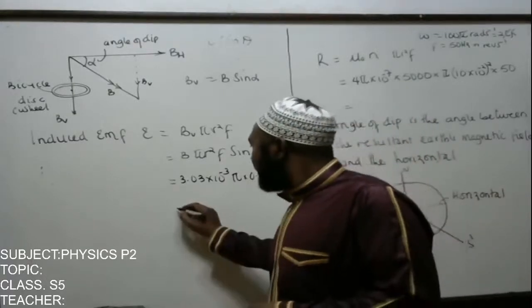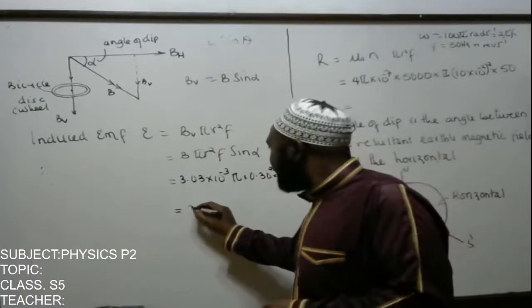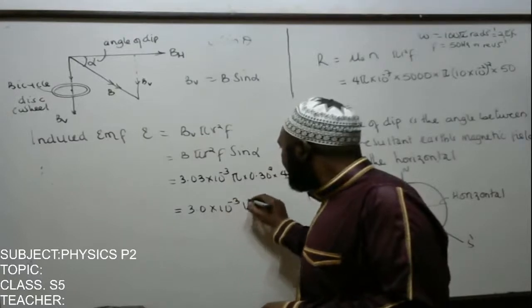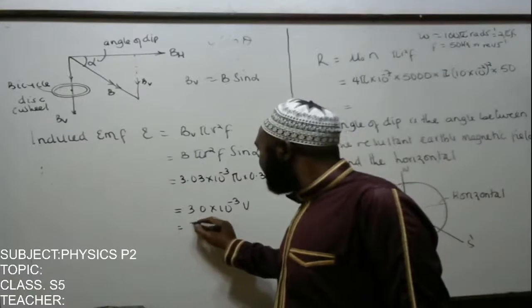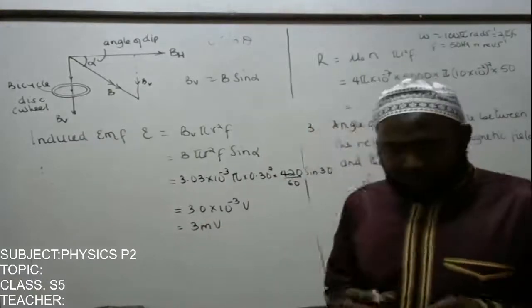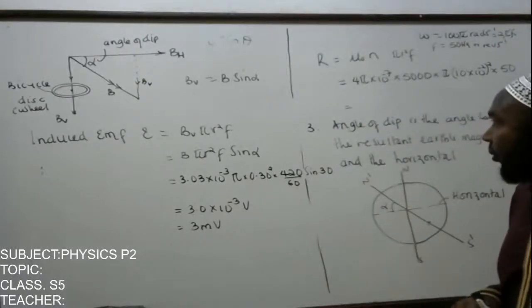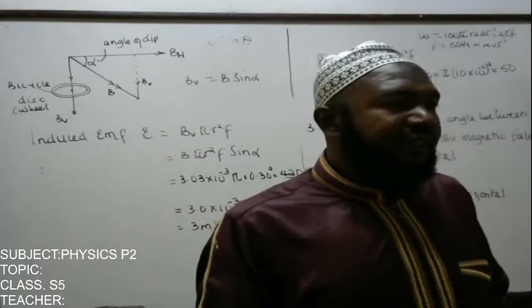And then you can evaluate. I think we are most likely to get an answer of 3.0 times 10 power minus 3 volts, or we can simply say that this is 3 millivolts. So that is how we had to work that one out. Now we go to the second activity.